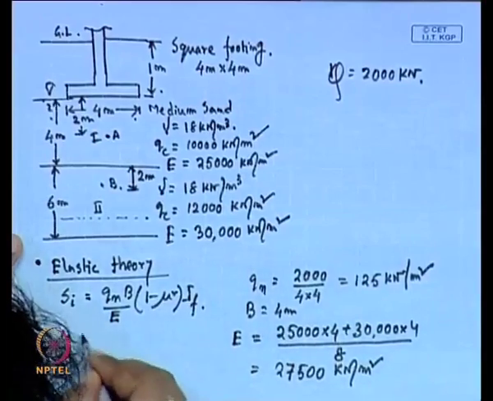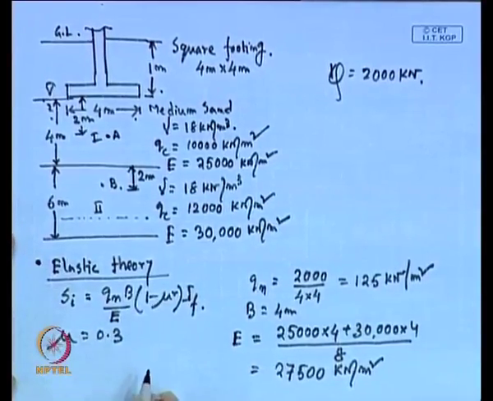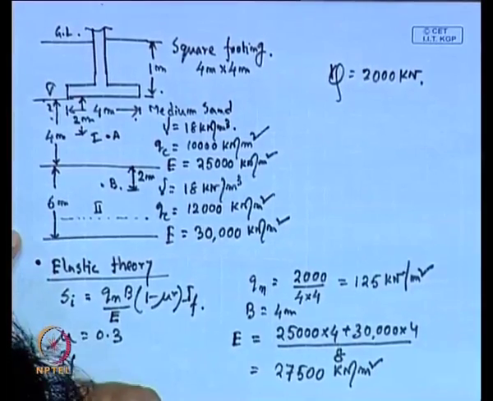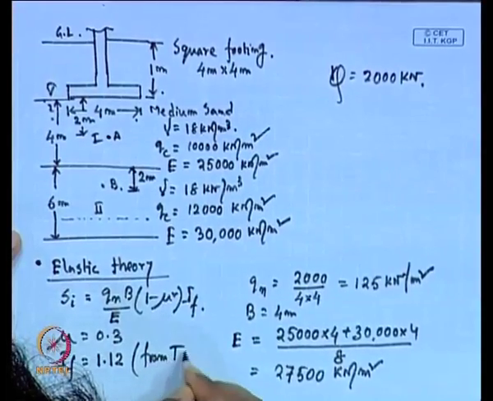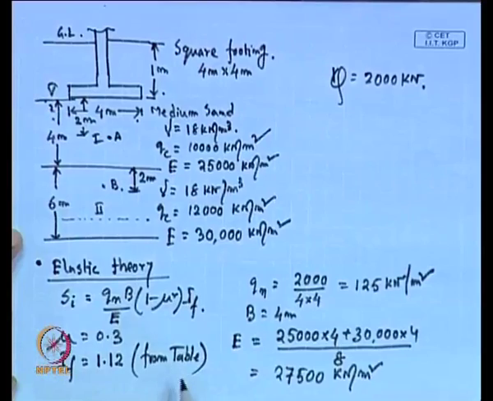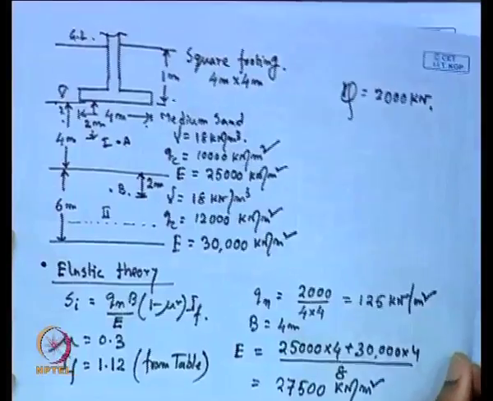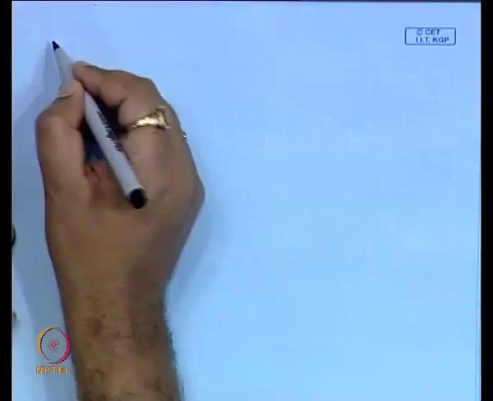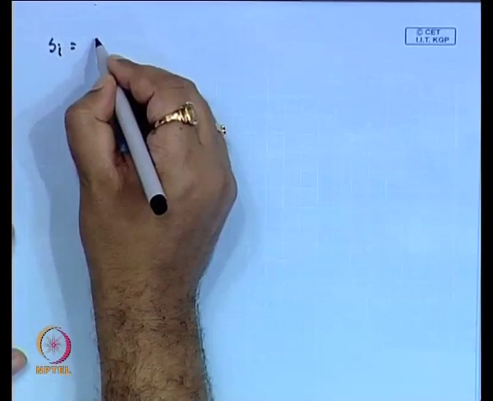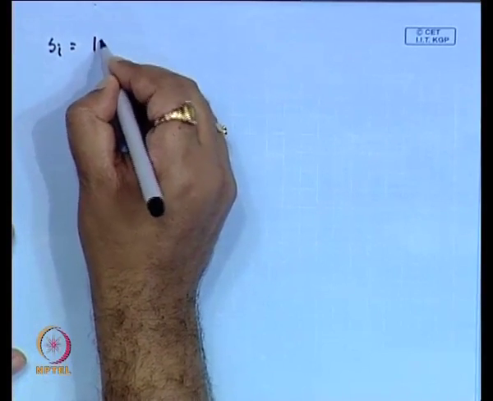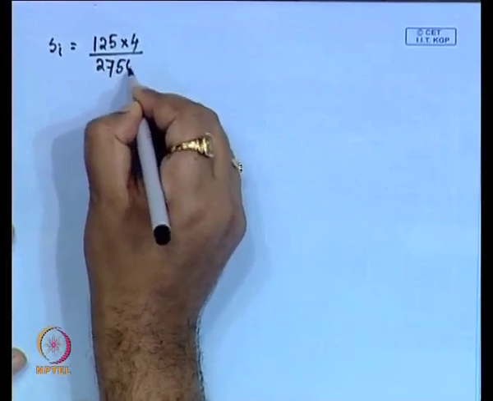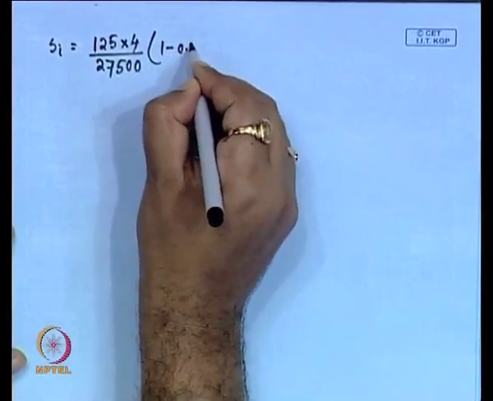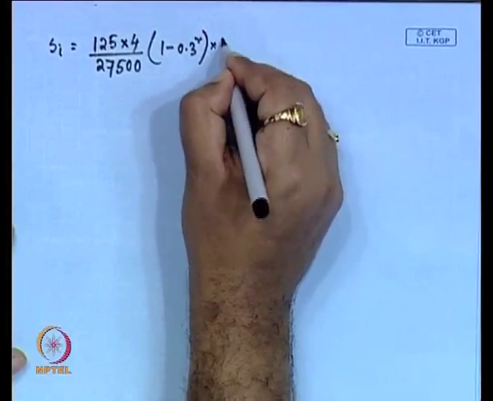Now, here we assume that the mu value is 0.3 for this sand, and I f we can calculate from the table; I f value is 1.12. This table I have already given. So, from this table the I f value is coming 1.12. Now if I put all the calculated values, then we get S I as 125 into 4 divided by 27500 into (1 minus 0.3 square) into 1.12.